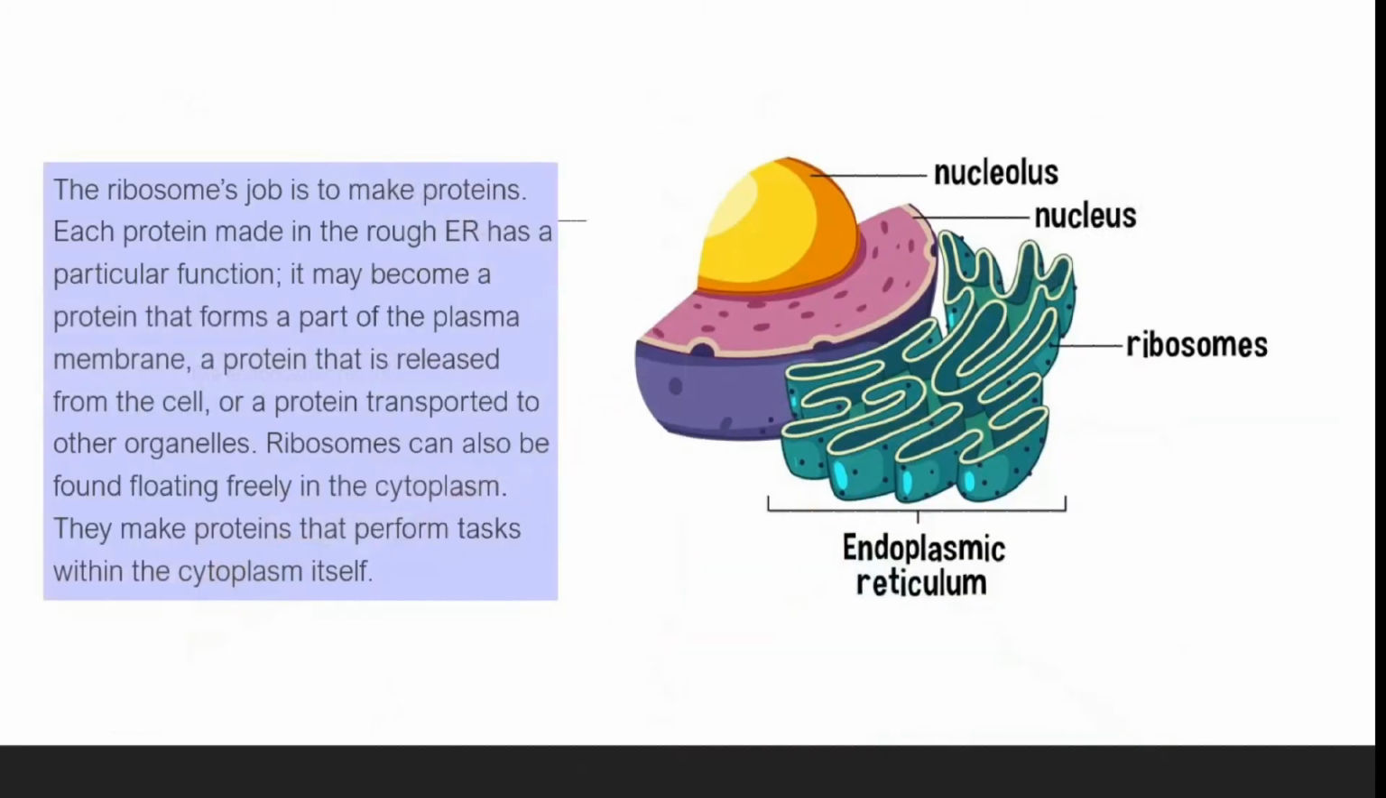The ribosome's job is to make proteins. Each protein made in the rough ER has a particular function. It may become a protein that forms a part of the plasma membrane, a protein that is released from the cell, or a protein transported to other organelles. Ribosomes can also be found floating freely in the cytoplasm. They make proteins that perform tasks within the cytoplasm itself.